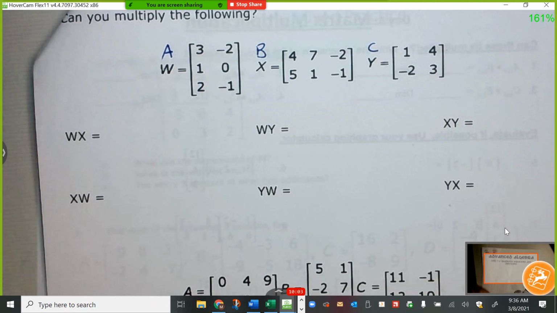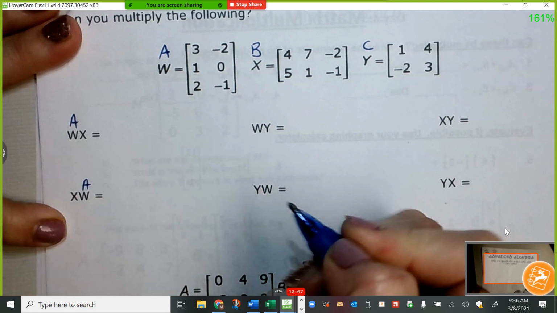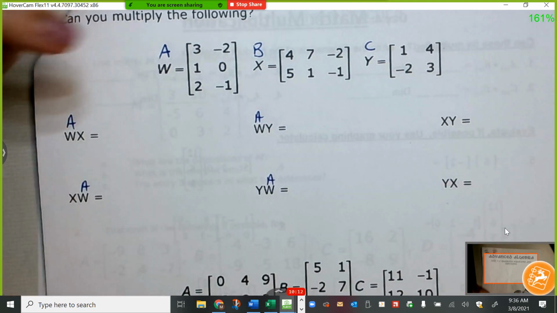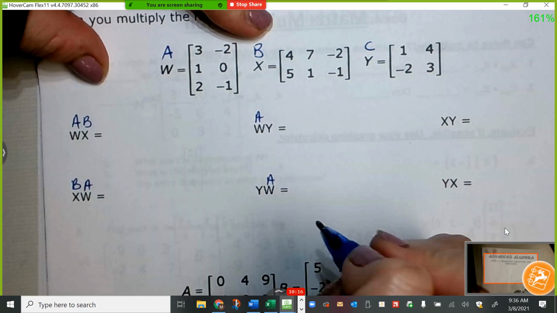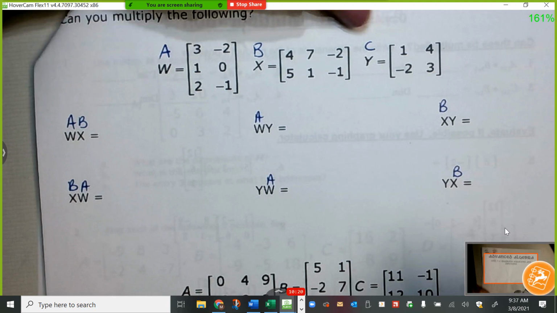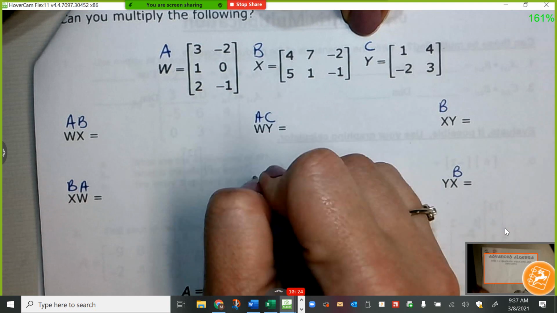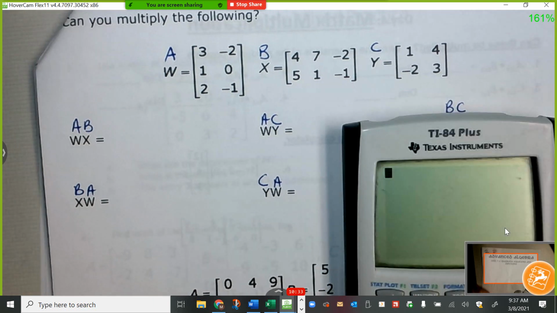So then I'm going to label. I know W is A, so I'm going to put A above all my W's. Okay, B is X, so I'm going to put a B above all my X's. C is Y, so I'm going to put a C above all my Y's. Just so that way I'm not super thrown off as I do this. Okay? And your calculator does everything else.